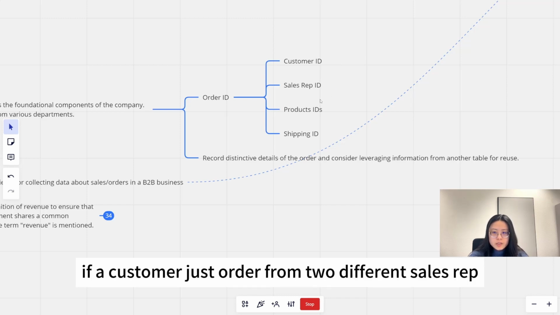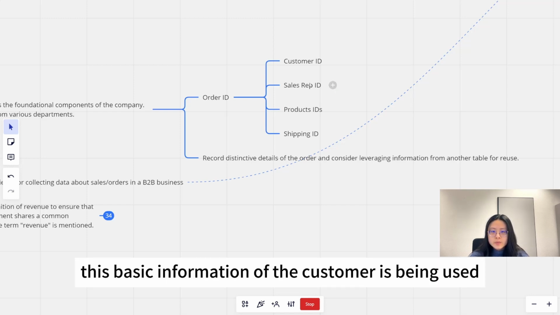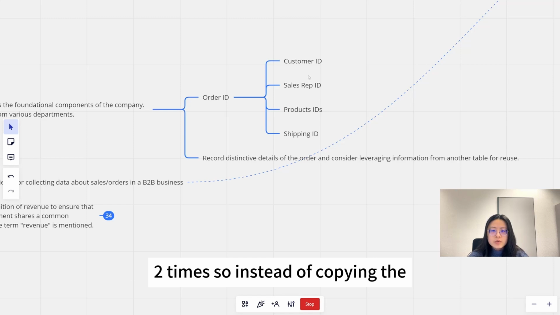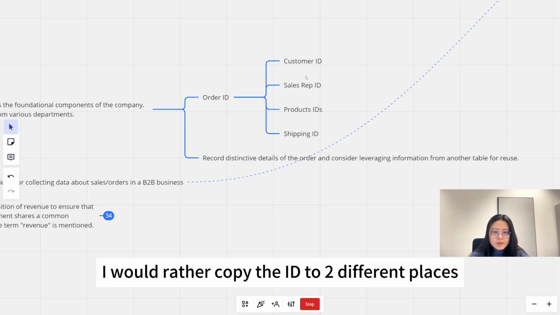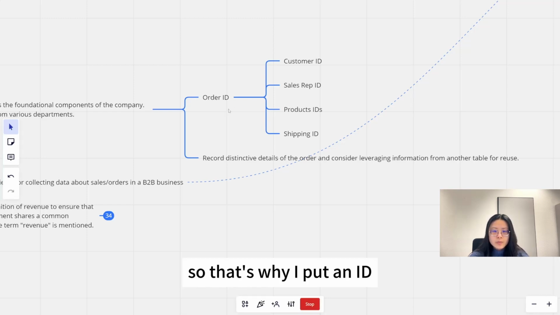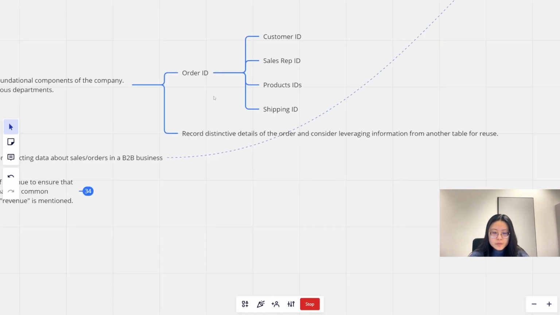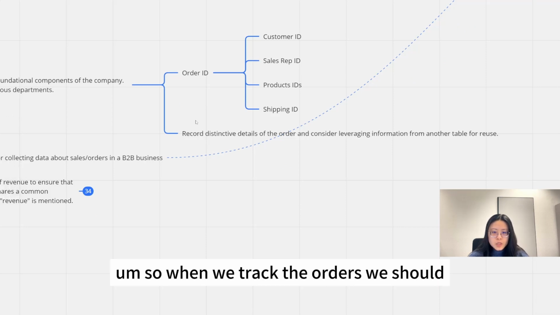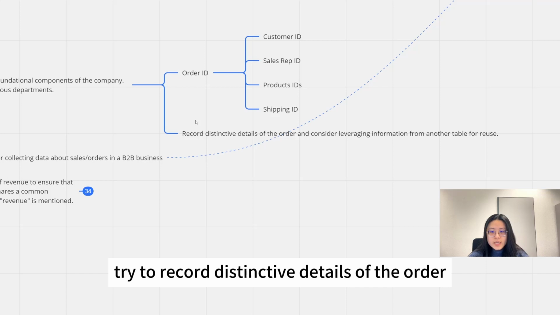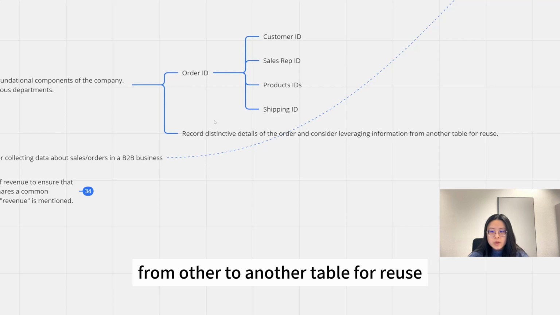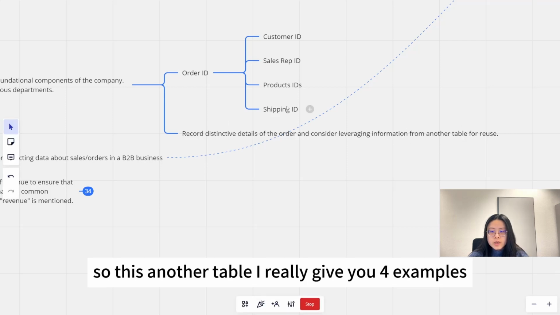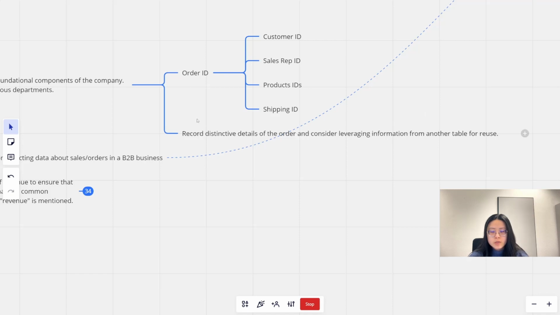So these IDs, identifications, always point to another place of information. For example, if a customer just ordered from two different sales reps, this basic information of the customer is being used two times. So instead of copying the exact information of the customer into two different places, I would rather copy the ID to two different places. So that's why I put an ID at the end of each field. Because a lot of information is being used across different orders, when we track the orders, we should try to record distinctive details of the order and consider leveraging information from another table for reuse. So for these other tables, I already gave you examples from the product table, the customer table, and the shipping table.